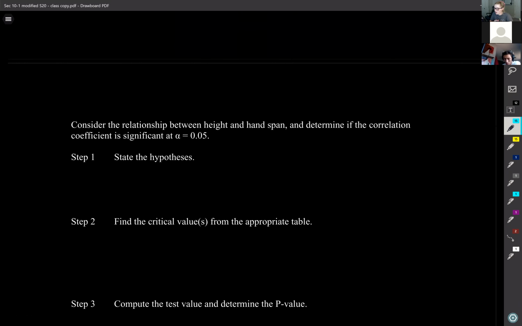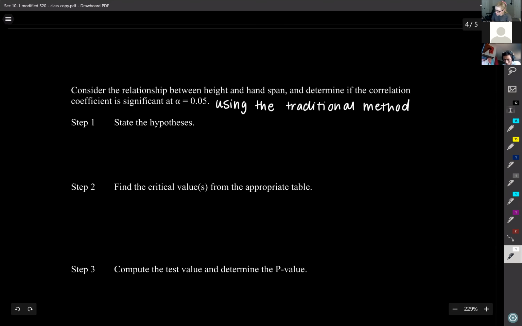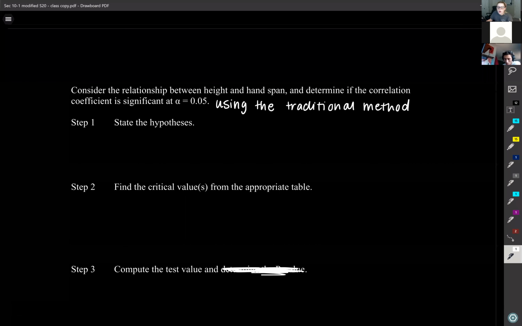Let's do this with the one that we've been working with, which is height and hand span. We've already calculated R last class period, so that makes this a little easier. But let's just state our hypotheses, and I did mean to say that I want to use the traditional method to do this example. I forgot to change the notes, so scratch determining the p-value, because I'm just going to do the traditional method, not the p-value. Okay, so let's state the hypotheses here. Like I said, when you're doing the hypothesis testing with the correlation coefficient, it's very standard, and it's always your null is rho is equal to 0, and your alternative is rho is not equal to 0.